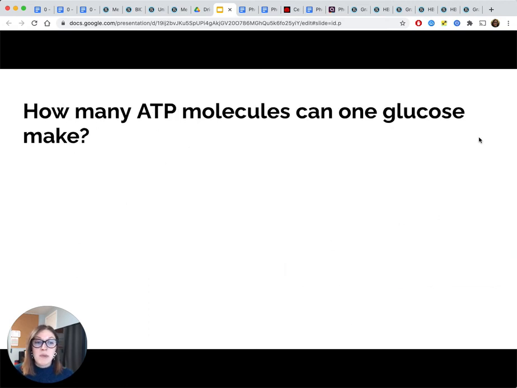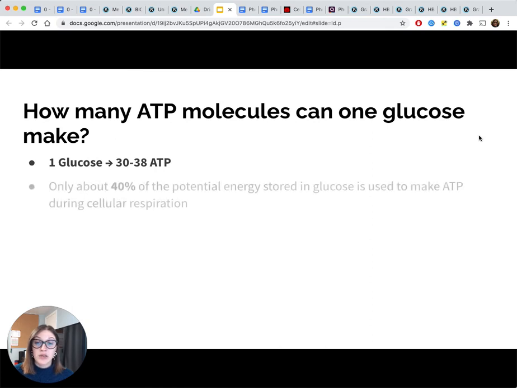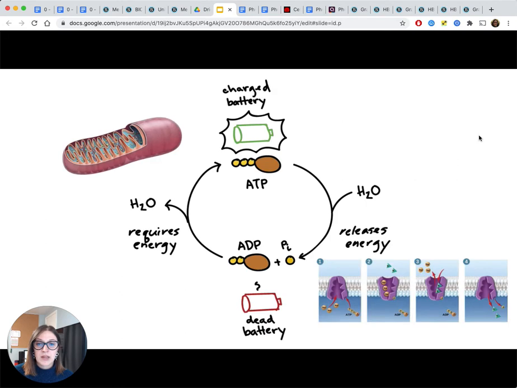How many ATP molecules can one glucose make? One glucose molecule can actually recharge about 30 to 38 ADP to ATP molecules. Only about 40% of the potential energy that's stored in that glucose is actually used to make ATP. So approximately 60% of that energy is lost as heat as a result of these chemical reactions. So again, when you think about this analogy we were using before, you start with our charged battery, you use the battery, and then you recharge it. What we're using to recharge it is that mitochondria, that powerhouse that we've learned about before.